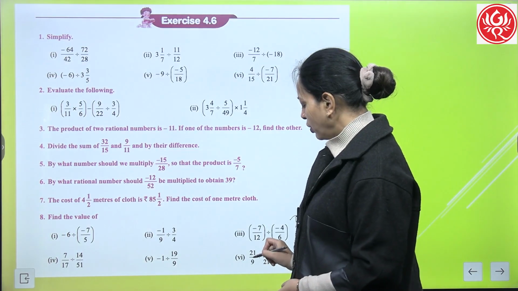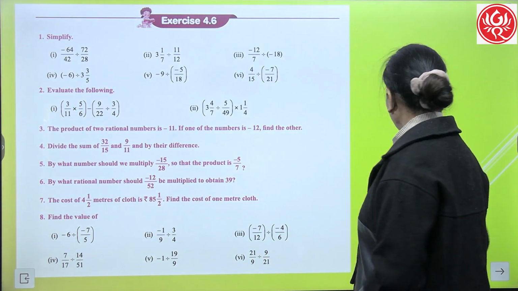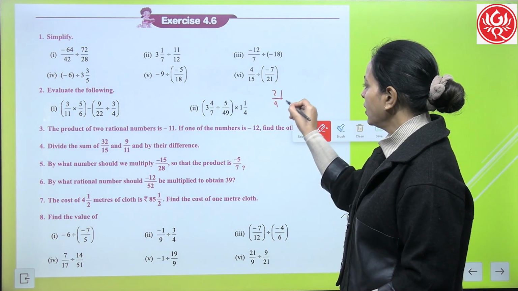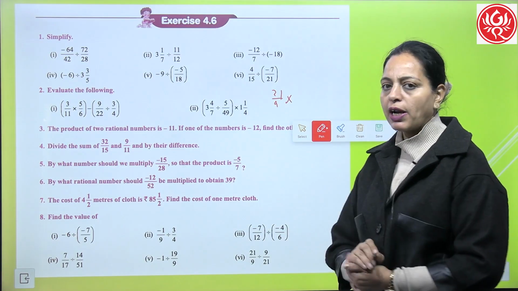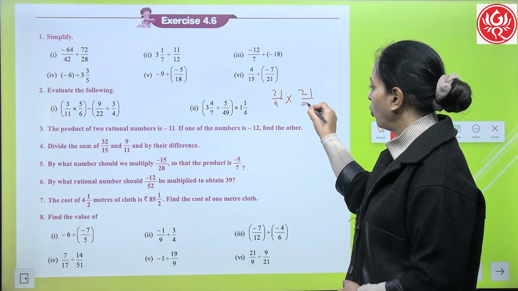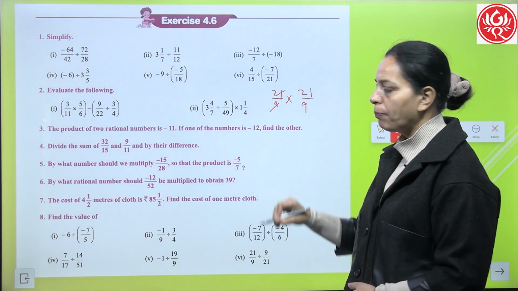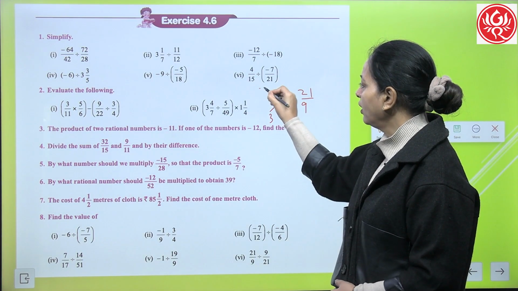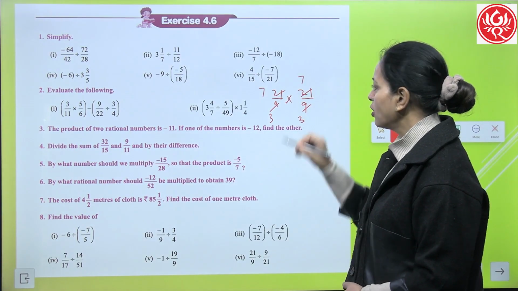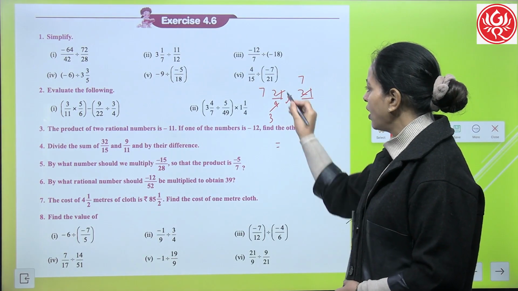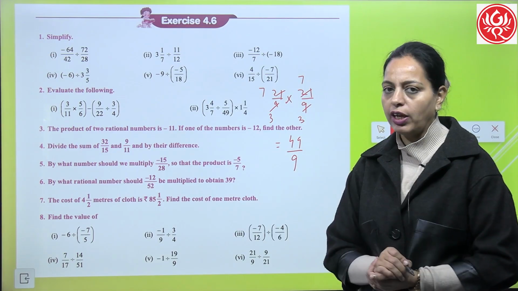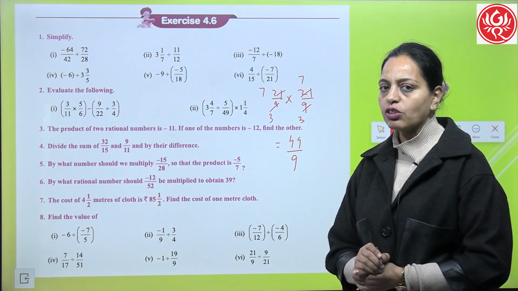Now sixth part, 21 upon 9 divided by 9 upon 21. So 21 upon 9. Change division into multiplication. What will you get? Into 21 upon 9. We can cancel these numbers by 3. 3 3s are 9. 3 7s are 21. So answer is 7 into 7, 49 upon 9. Okay. So I hope this is clear to you.